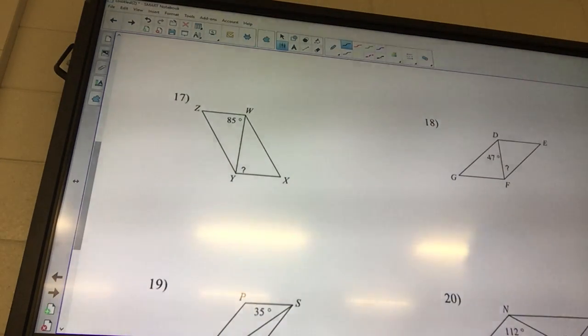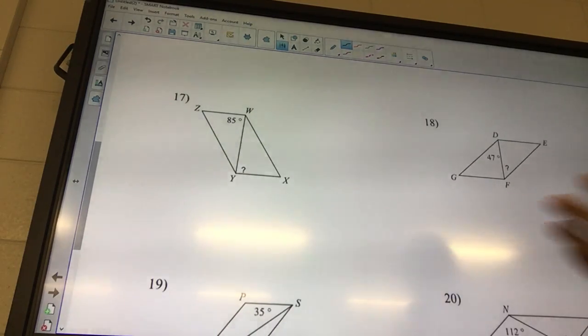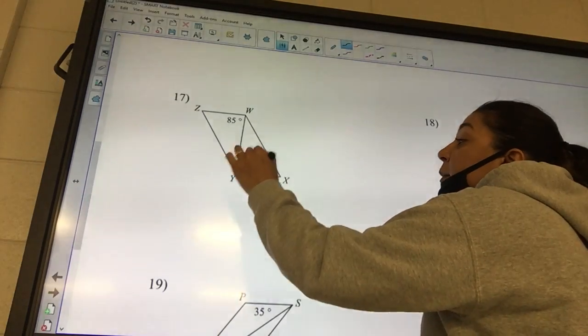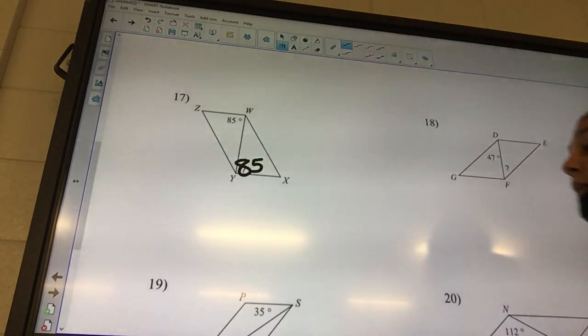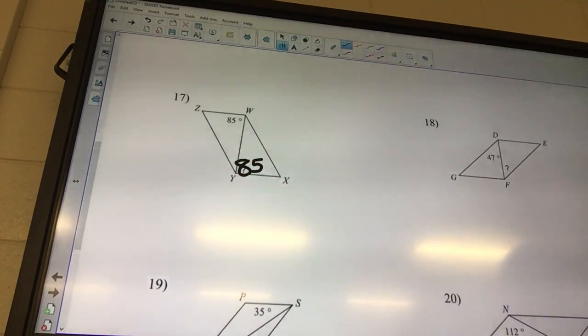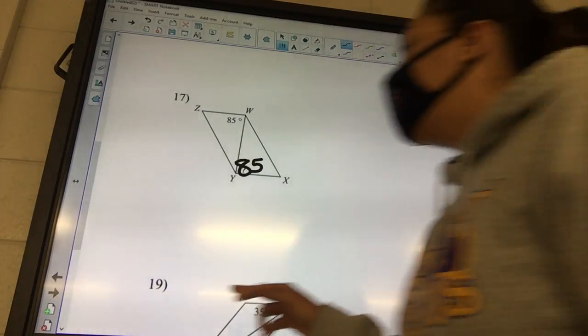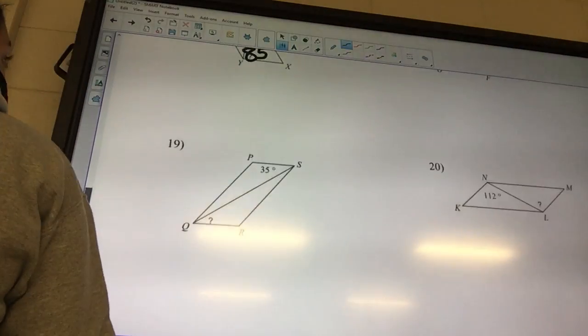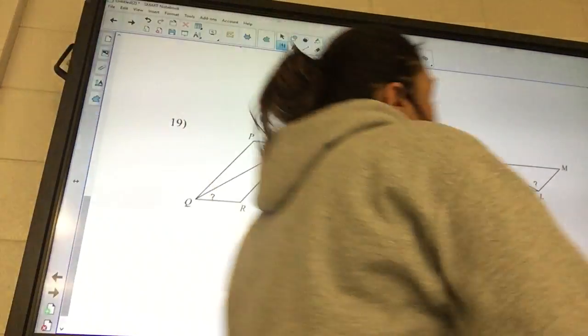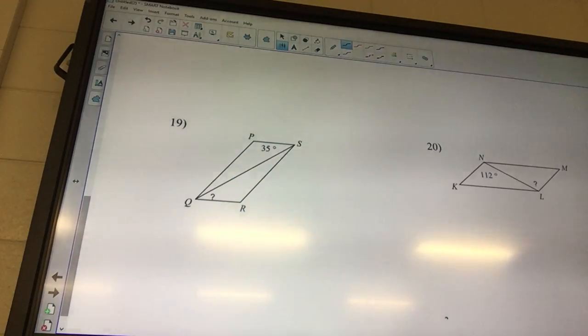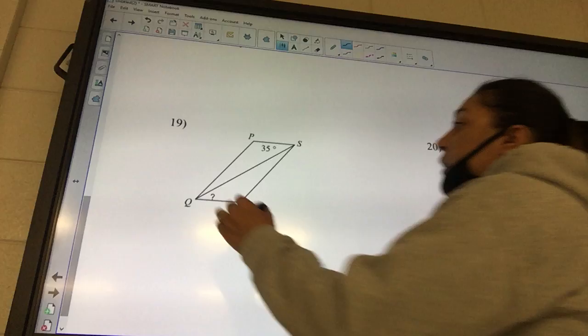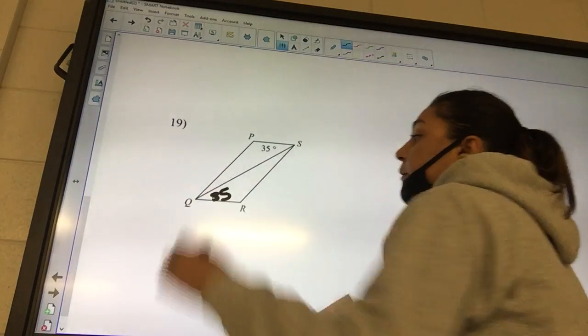17. I got 85. Is the question mark opposite and alternate? You know what alternate means? Other side. The other side. Okay. So is that? Yes. So it's going to be 85. Well, that's good because they're quick ones. Okay, 19. Is it opposite and alternate? Yes. So if one's 35, the other one's going to be 35.